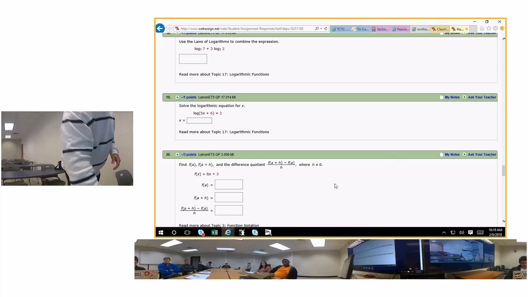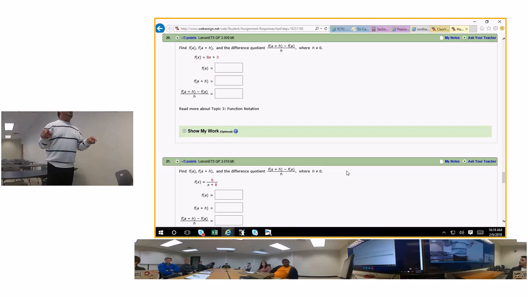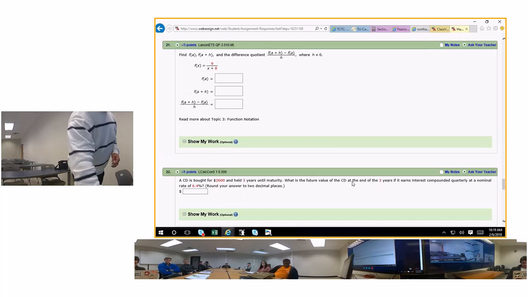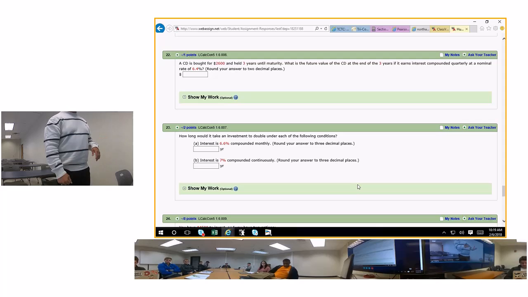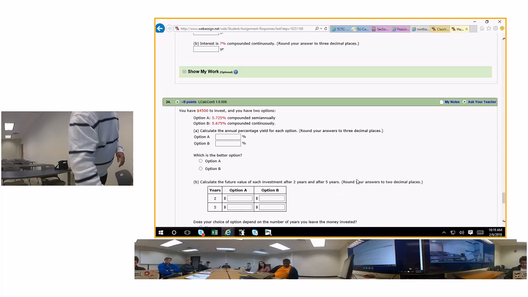Difference quotient. On this test and the next test, you're going to be doing a lot of the difference quotient. So you might as well get used to doing that, because the first part of Unit 2, that's all we're going to be doing. That and the limit. So make sure you know how to do that. And interest problems. And that's so you can plug and chug. Okay?